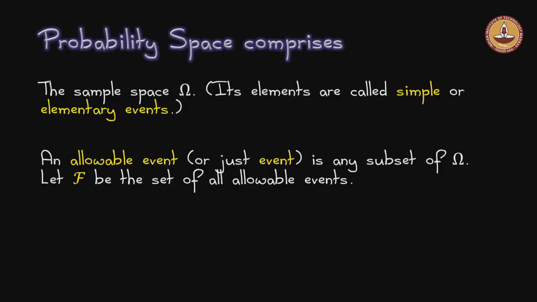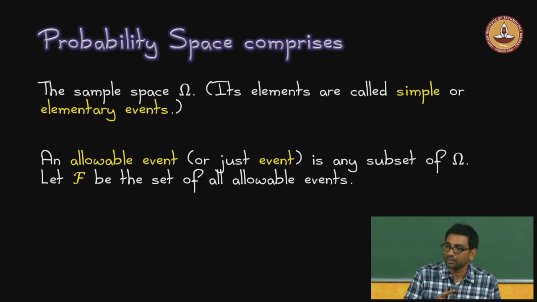And the set of all allowable events, we call it F. We are going to stop at this level for now. Basically, you have a sample space and a set of subsets of the sample space, and that is what we care about and call F.